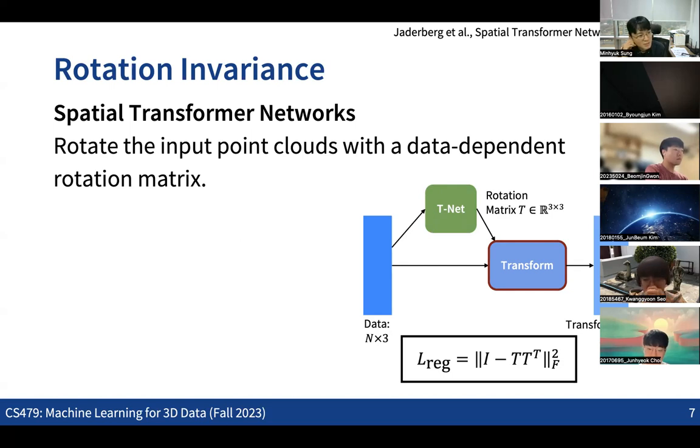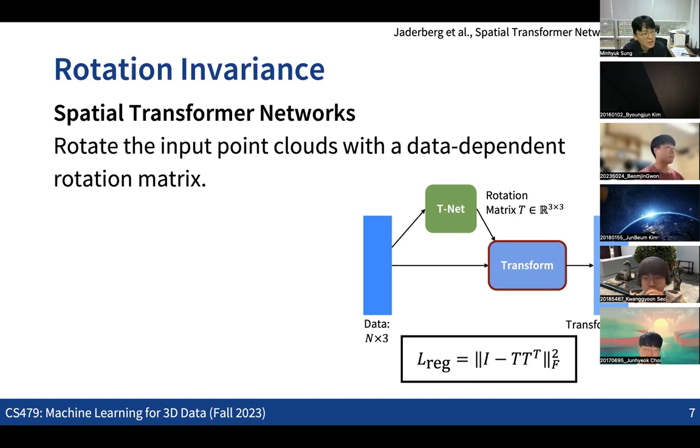that you might also try to implement in your assignment one, was a spatial transformer network, which adds a small component in the neural net so that the network can predict a data-dependent rotation matrix, in a way that we hope the input point clouds would be aligned into some kind of canonical pose. So that's the basic idea.